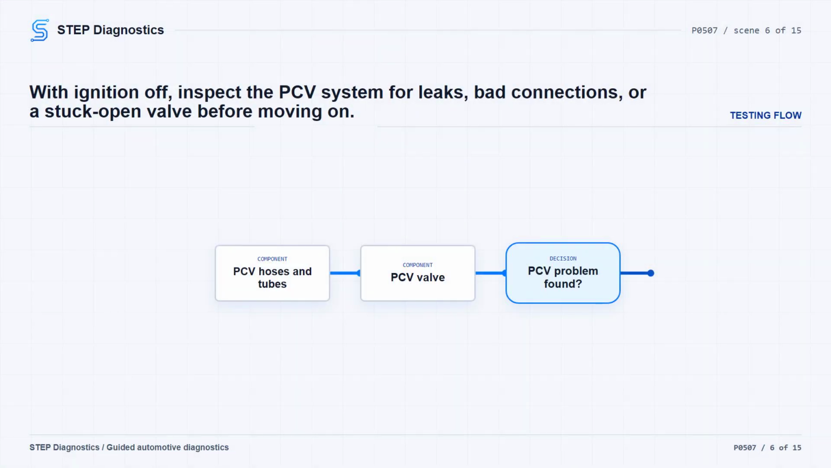Turn the ignition off and inspect the PCV system for proper operation. Look for cracked or damaged hoses or tubes, poor hose or tube connections, and a PCV valve stuck open. Any of those can add unmetered air and raise idle. If you find a PCV problem, repair it as necessary, then verify the repair and confirm the code stays gone. If the PCV system checks out, continue to the vacuum leak inspection.